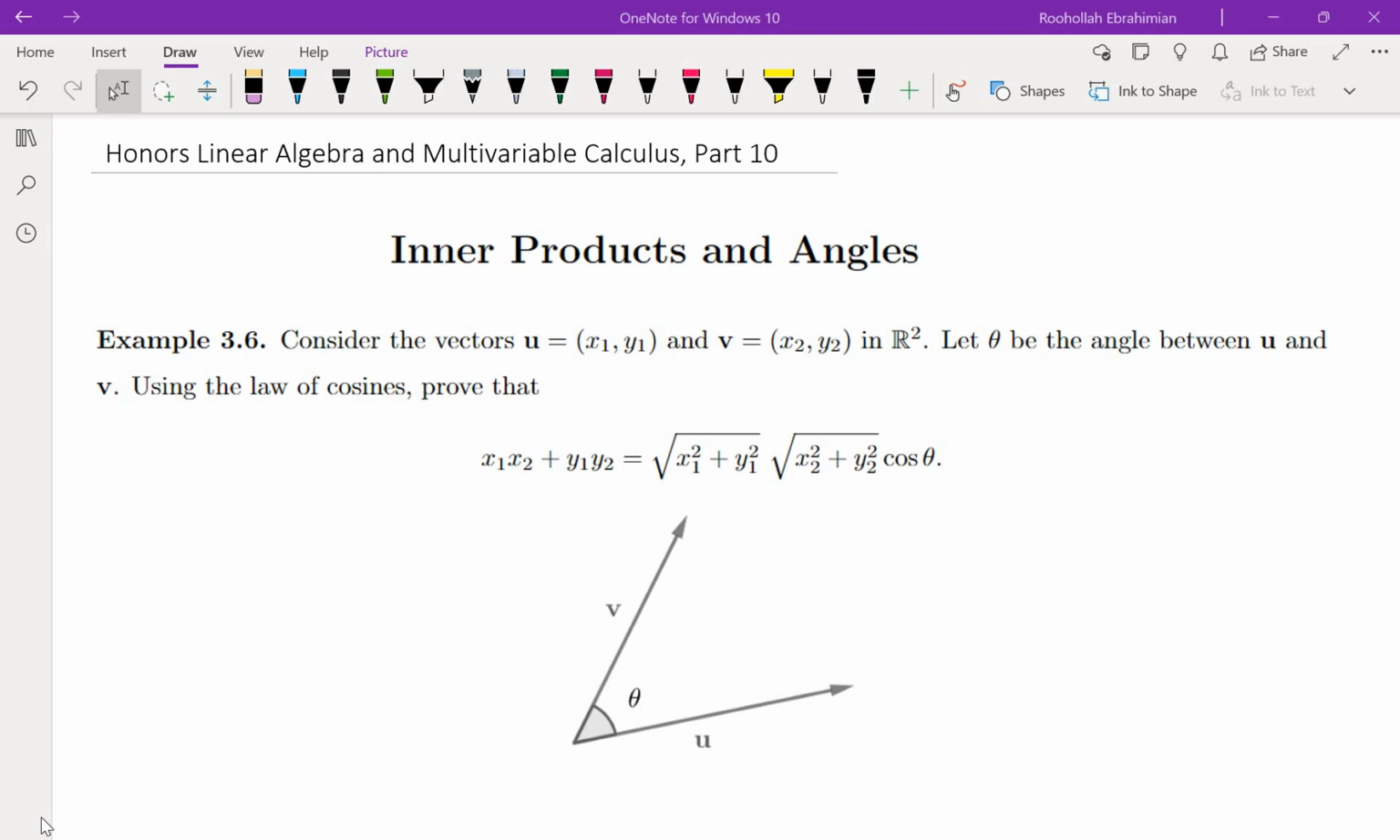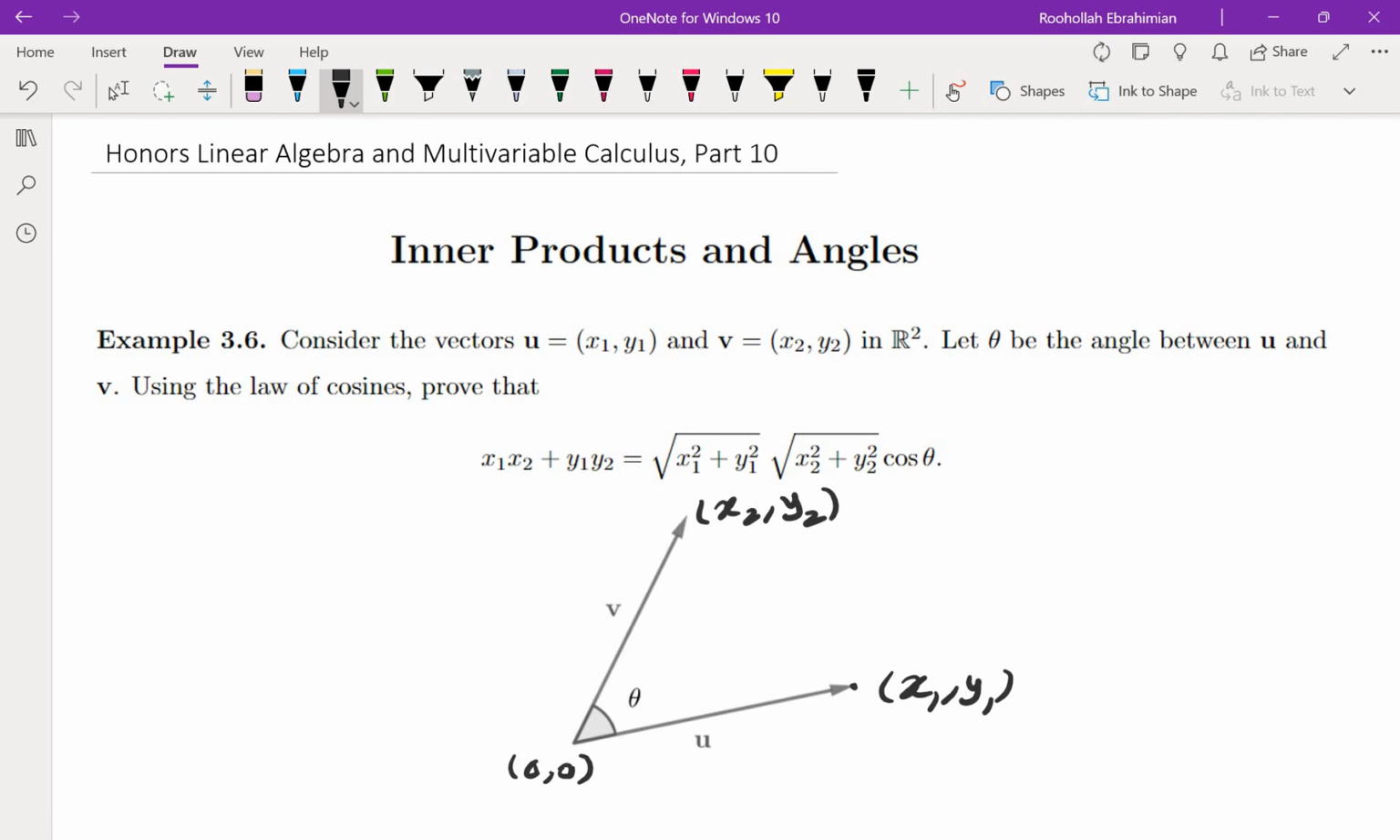So the main idea is that in order to have a geometry, you need some concepts that are geometric in nature. One of them is the angle between two vectors, and the other one is the length of a vector. So consider the vectors u equals (x1, y1). Let's say this is the origin here, and this point is (x1, y1), and this point here is (x2, y2). I would like to find the relation between the angle theta and the coordinates x1, x2, y1, y2.